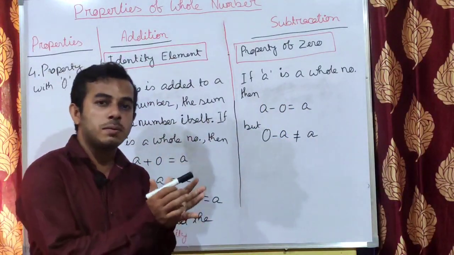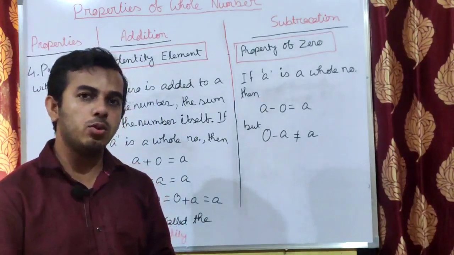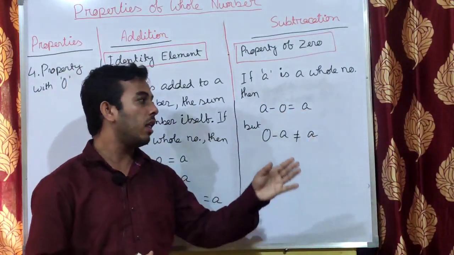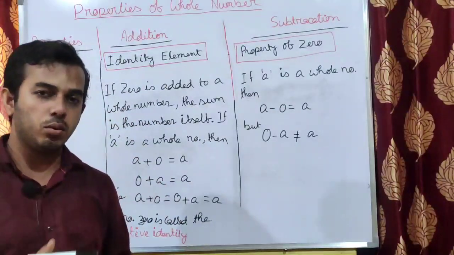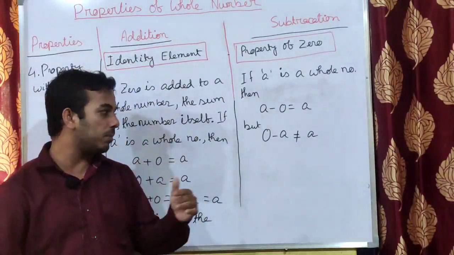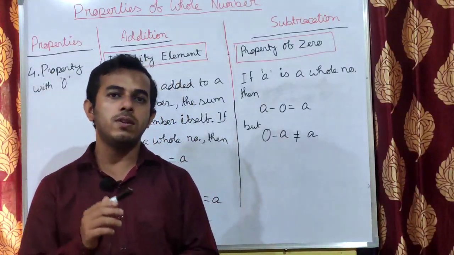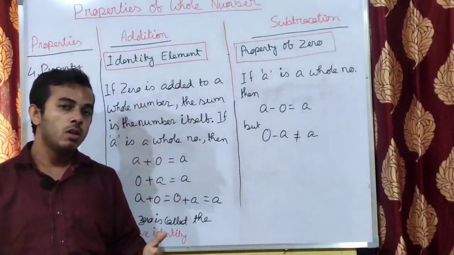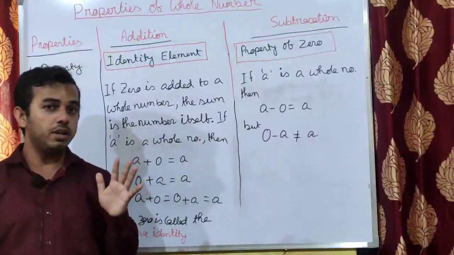Okay. Now for subtraction, if a is a whole number, then a minus 0 is what? When 0 is subtracted from a, the result will be the whole number itself, that is a minus 0 equals a. But when a is subtracted from 0, will the result be same? It will not be same, right? 0 minus a will not equal a, because it will be a negative number, right?